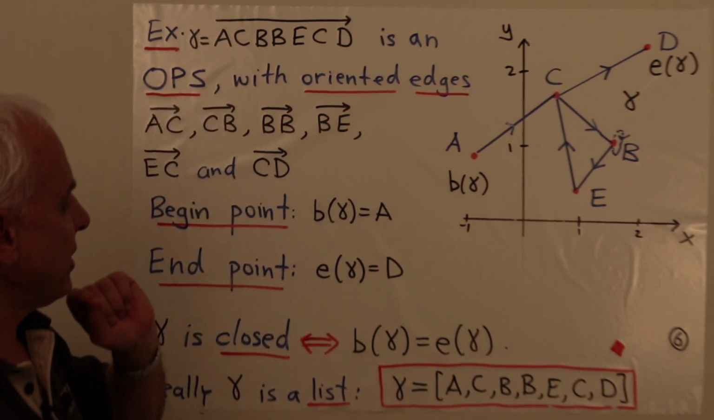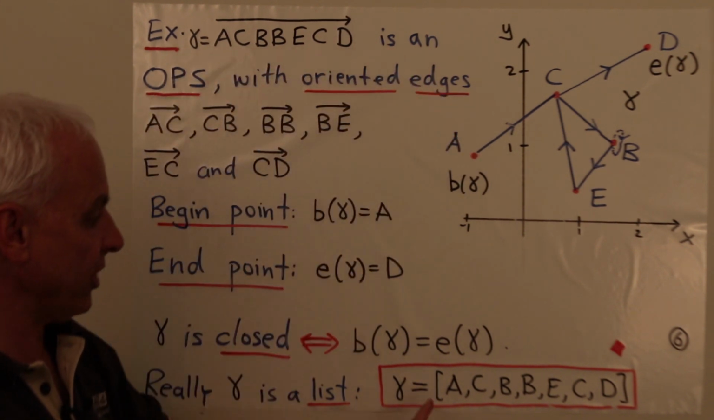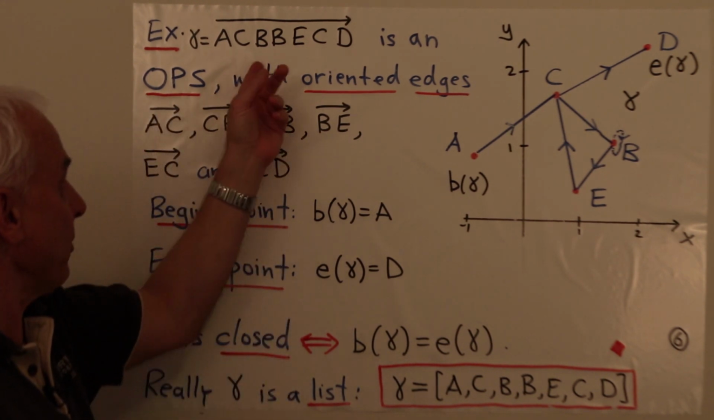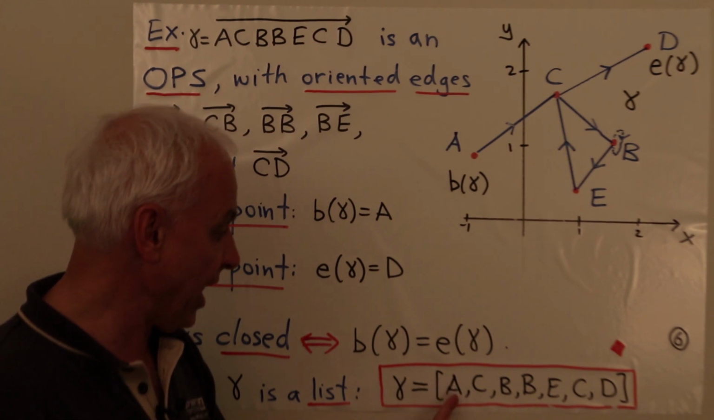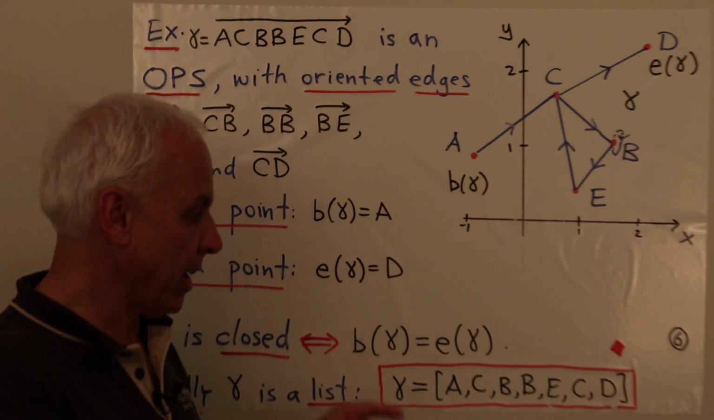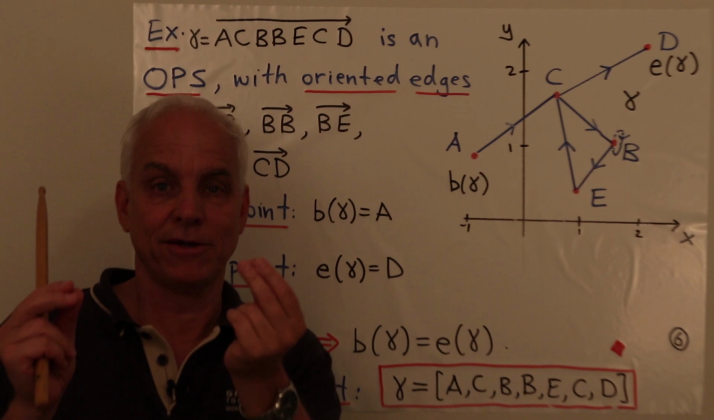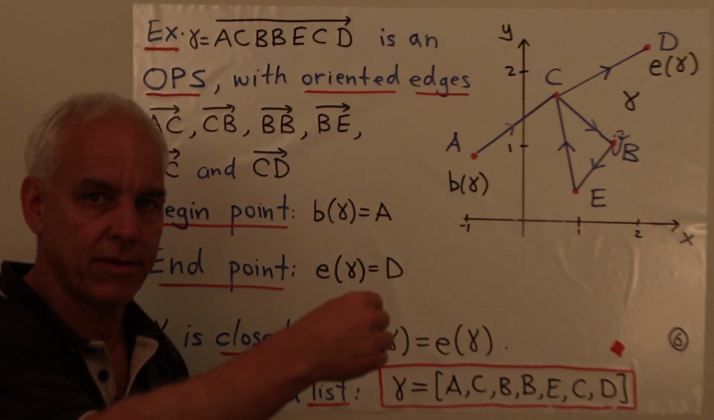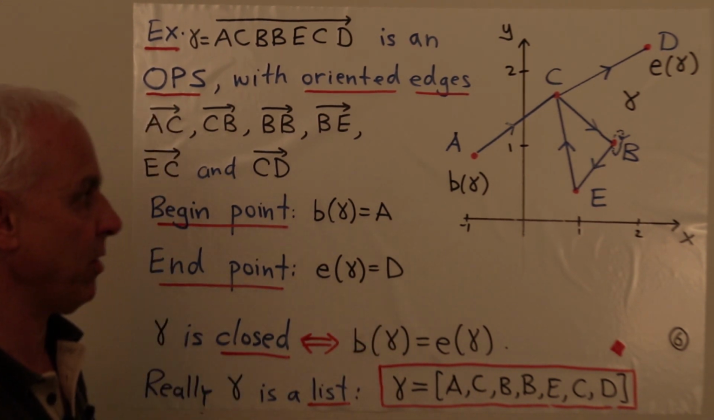Now, technically what this thing is, it's technically not a picture. Technically, it's just a list. So on your computer's hard drive, if you ask the computer, what is this? It'll say, this is what it is. It's a list with the elements A, C, B, E, C, D in that order, and the list is enclosed in square brackets. But we can picture it usefully on the plane as a kind of path consisting of these linear pieces. That's why we call it a polygonal spline.